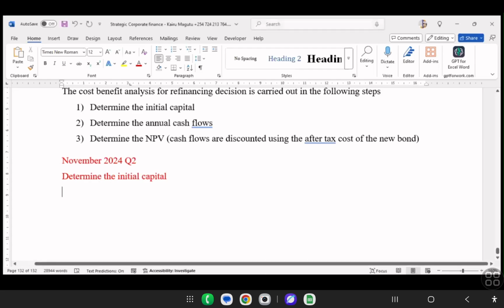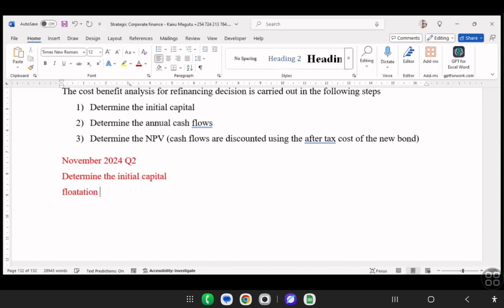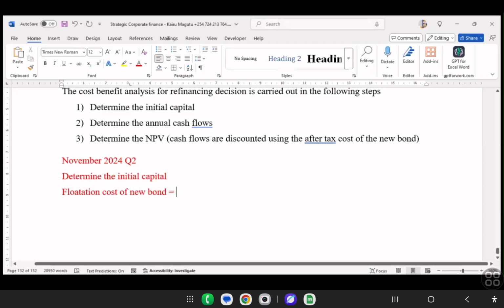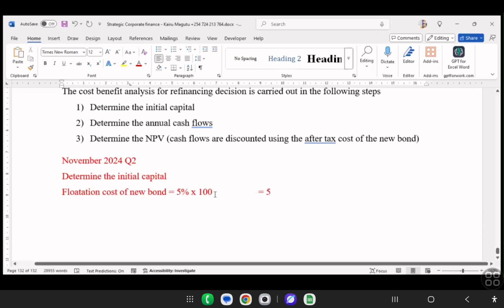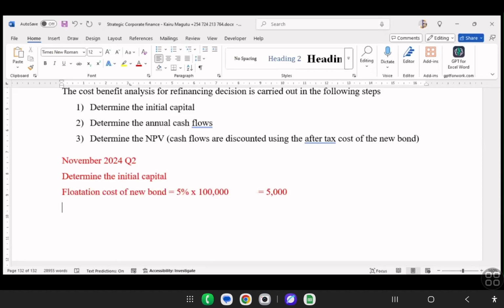So in determining the initial cost, we have the flotation cost of the new bond, which is equal to, we are told that it can be issued now, 5% of 100 million. So I'll give it in million like that. How much is this? 5 million. That one is a cost that will be incurred right now because we are issuing a new bond.